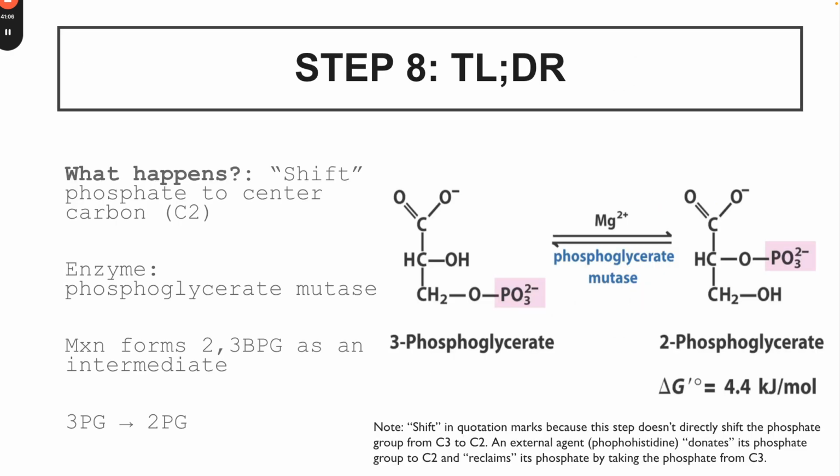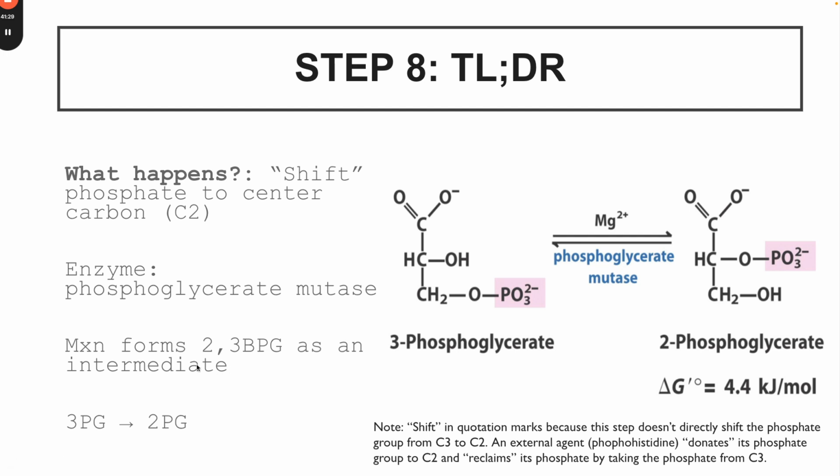Step 8 is the shift. So it shifts the phosphate to carbon 2. As we can see, we have a 3-phosphoglycerate with a phosphate on the third carbon, and we just shift this phosphate group to the second carbon with phosphoglycerate mutase. Mutase is basically the same as isomerase. So when you think mutase, think isomerase, think changing isomeric forms.